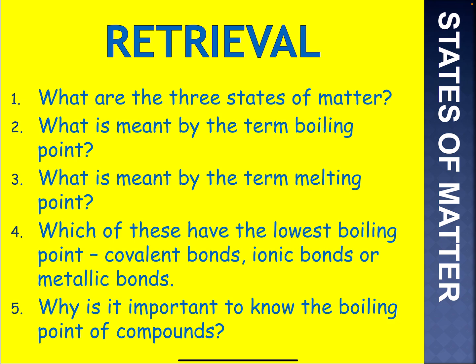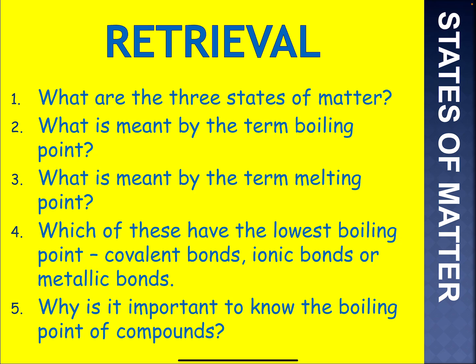Number one, what are the three states of matter? Well, they're obviously solids, liquid, and gases. What is meant by the term boiling point? Well, that's the temperature at which a liquid changes its state and turns into a gas. Number three, what is meant by the term melting point? That's the temperature at which a change of state again takes place. This time it's where a solid changes into a liquid.